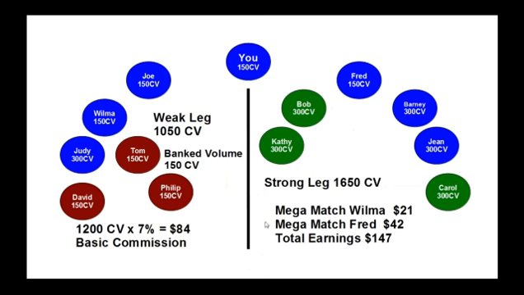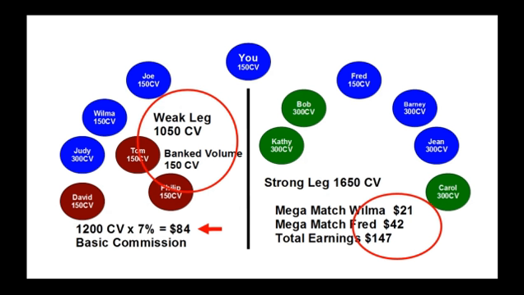Well, let's go back here and look at your organization. And your weak leg was 1,050 CV at the end of the month because no one was working towards being Elite Honors qualified. All they're looking to do is sponsor people into Synergy Worldwide instead of looking to create their customer base as well as sponsor people into Synergy Worldwide. So when you add that bank volume, there was 1,200 CV, and you got paid a 7% commission on it. You earned an $84 basic commission.